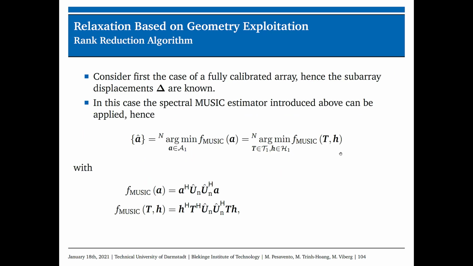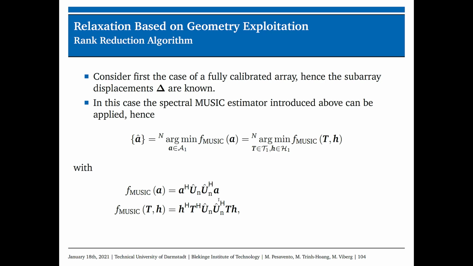We consider first the fully calibrated array with known subarray displacements delta. Then we can apply the spectral MUSIC estimator, which we have introduced before as a single source approximation of the weighted subspace fitting criterion with identity weighting. Recall that in MUSIC the DOAs are estimated as the n deepest minima of the MUSIC function given over here.